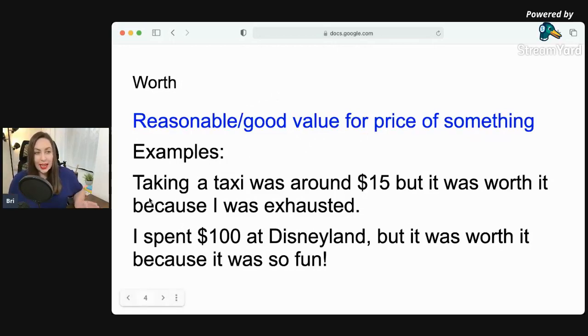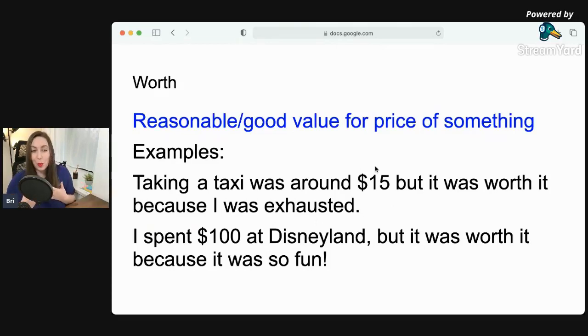So taking a taxi was around $15, but it was worth it because I was exhausted. So we're talking about money, but in the sense that it's reasonable or it's a good price. It's a good value. Okay. So maybe for some people, taking a taxi for $15 is a little bit expensive.